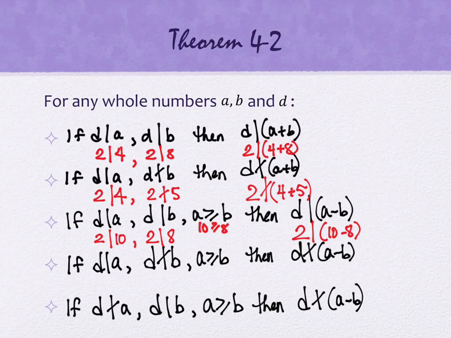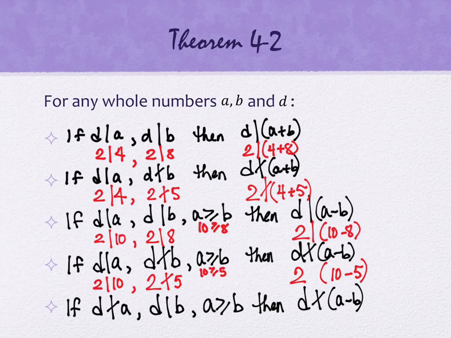So we're going to come down here. I'm going to keep my 2 divides 10 because I can. And then we'll pick something that 2 does not divide. Well, we did 5 before. 5 is as good as anything right now. 2 does not divide 5. And again, 10 is bigger than my 5. So that works. So we can actually talk about what happens now when I do 10 minus 5. And 10 minus 5 would be, again, 5. And another odd number, right? So 2 is not going to divide that.